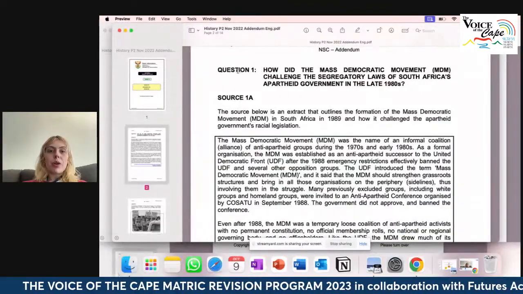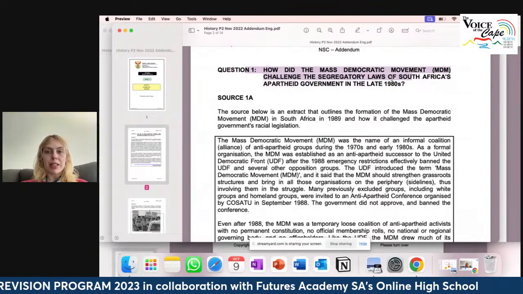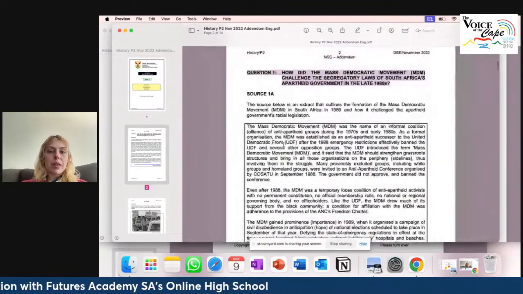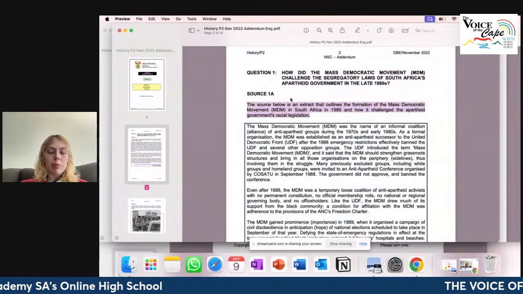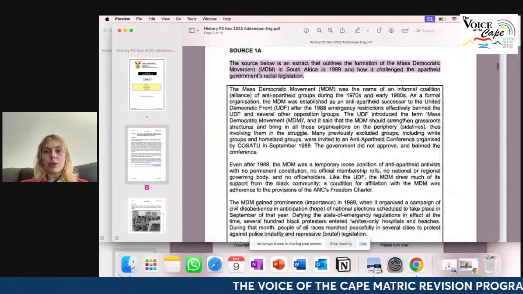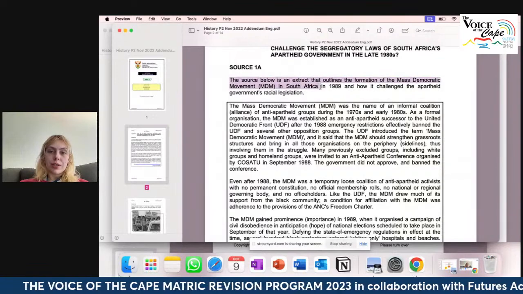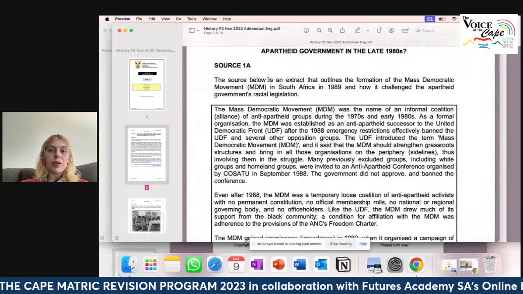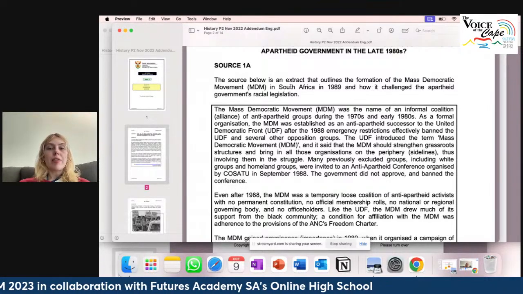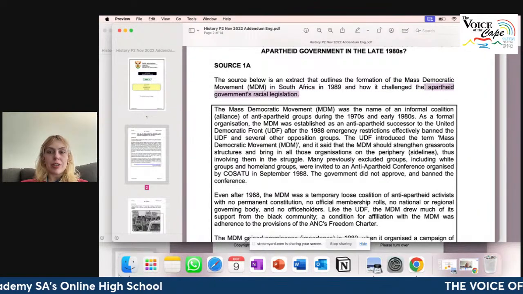Okay, so in terms of how the mass democratic movement challenged the segregatory laws of South Africa's apartheid government in the late 1980s. Remember that the little paragraph here gives you context about usually when the source was written, what it is about, what it's going to discuss. So here it says the source below is an extract that outlines the formation of the mass democratic movement in South Africa in 1989 and how it challenged apartheid government's racial legislation.